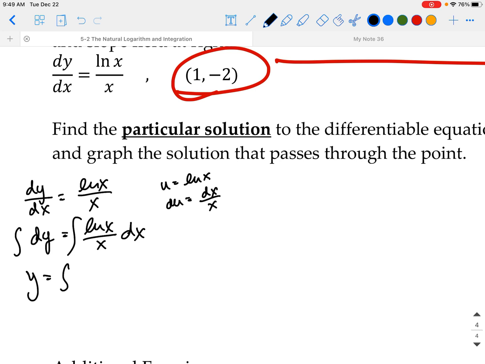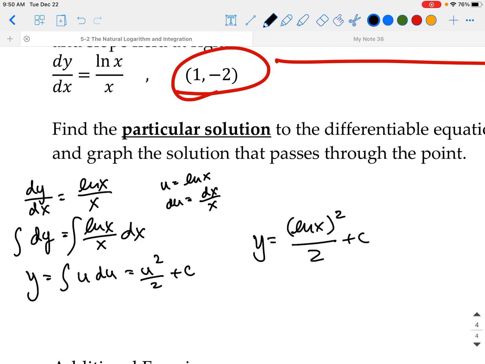So this is going to be the integral of u du, which means that y is equal to u squared over 2 plus c, just as a quadratic. But u, again, is a natural log function. So that means that y is equal to the natural log of x quantity squared, over 2. Note, we're not taking the square of x, but we're taking the square of the logarithm function itself. So we can't use any power property or anything like that because this is just a product of two logarithm expressions. And then plus c.